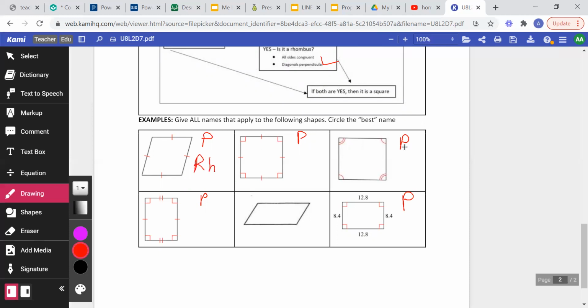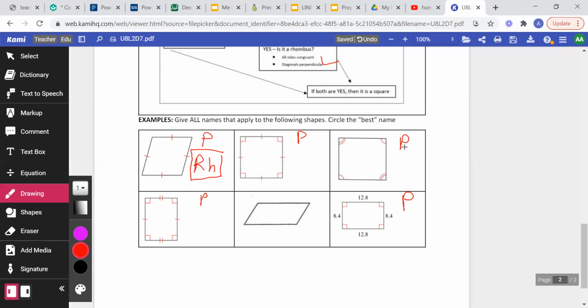So I'm going to write rhombus as RH. Okay. So this is more specific. It's a parallelogram, but it's a rhombus because, as we can see, all sides are congruent. It cannot be a square because we didn't see any of these angles that's 90 degrees.